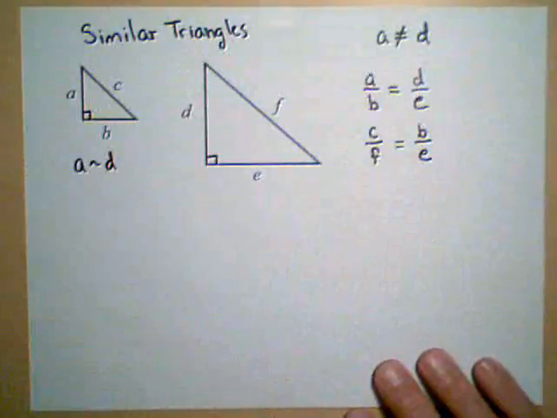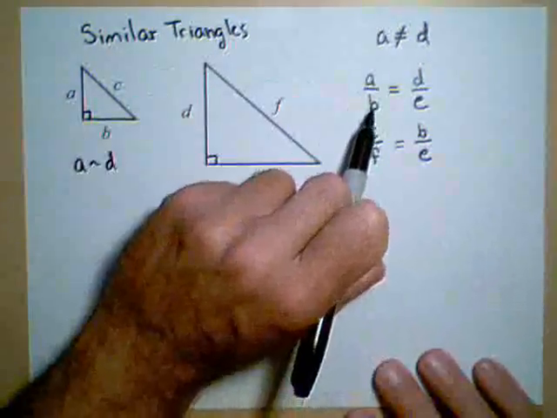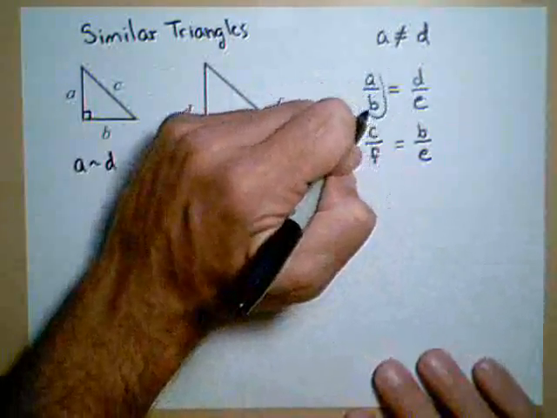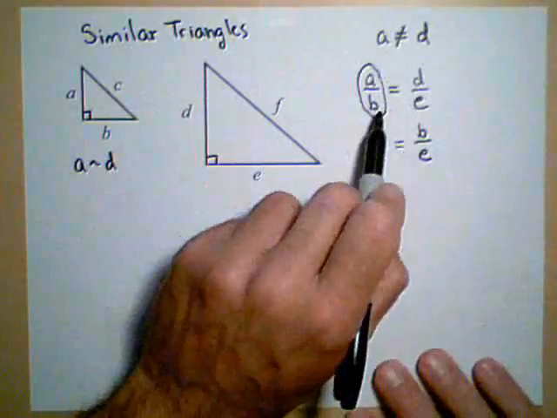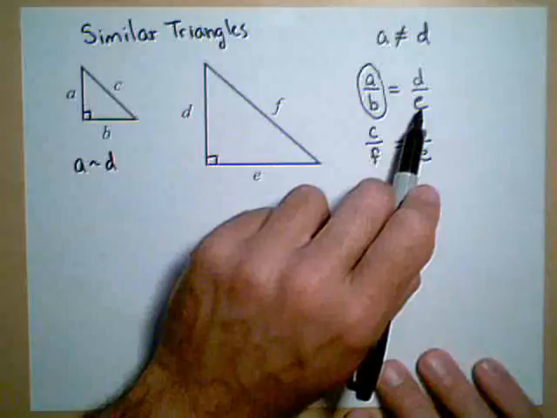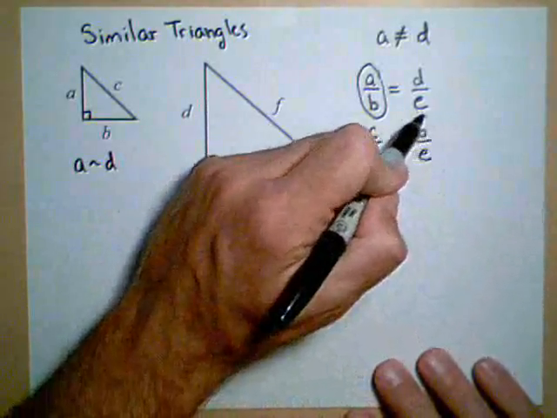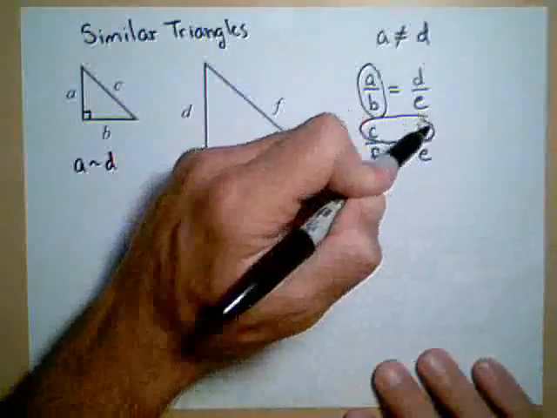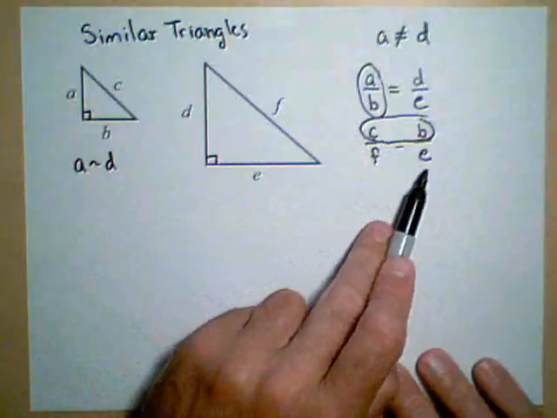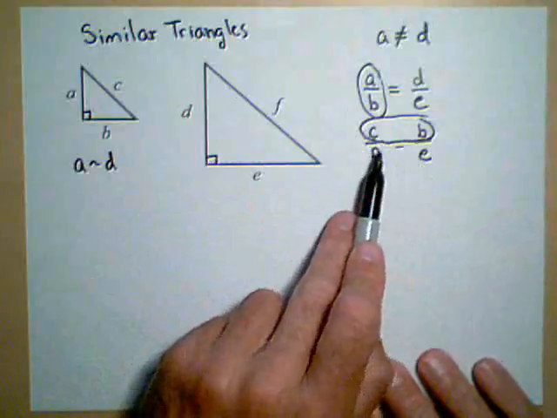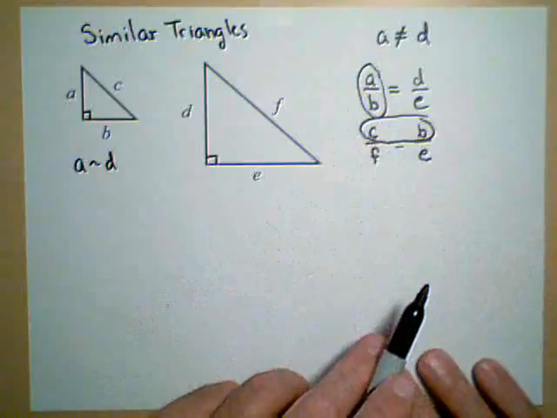Now, here's what's important when you're setting these up. Notice that A over B is part of the same triangle. They're both part of the little triangle and they're on the same side. D and E are part of the big triangle and they're on the same side. Setting them up this way, notice that C and B are part of the little triangle and F and E are part of the big triangle. So they have to be matched up horizontally. So you either have to match them up vertically or horizontally as part of the same triangle.